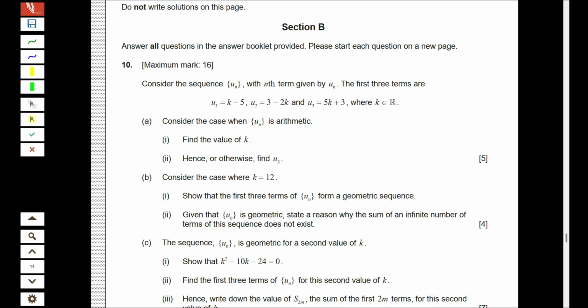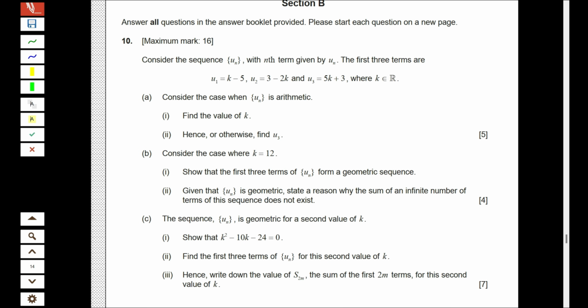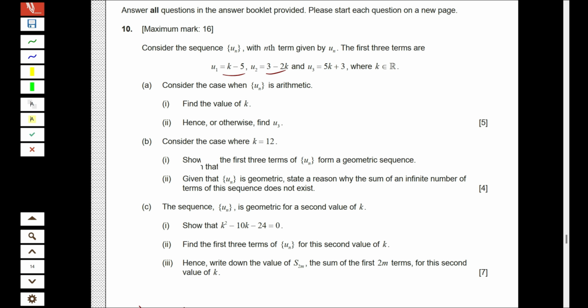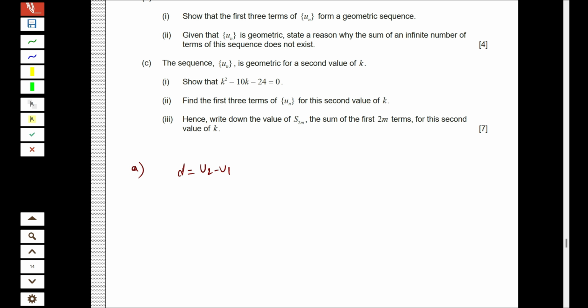Question 10. Consider the sequence u_n with nth term given by u_n. The first three terms are u1 equals k minus 5, u2 equals 3 minus 2k, and u3 equals 5k plus 3. k is a real number. Consider the case when u_n is arithmetic. Find the value of k. If this is an arithmetic sequence, there is a common difference between these consecutive terms. Let's call it d, and it's u2 minus u1, and also equal to u3 minus u2.